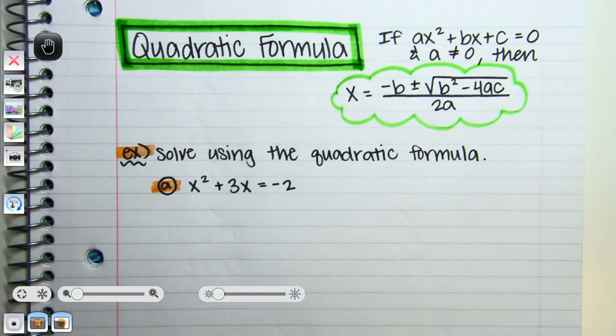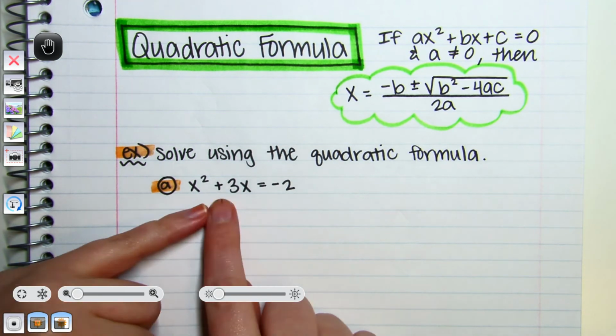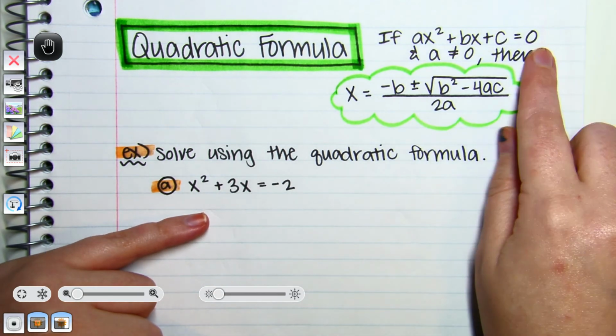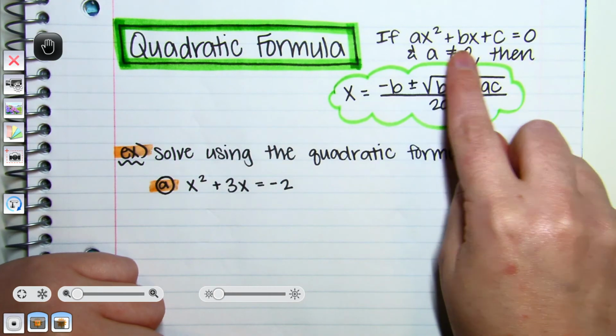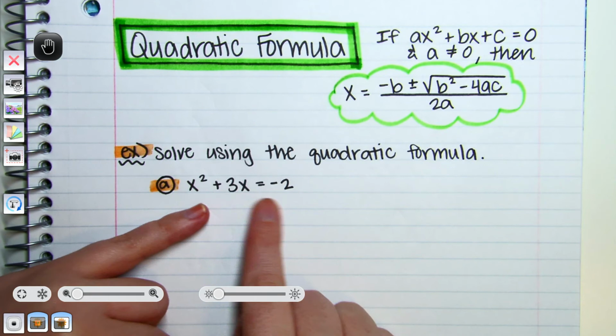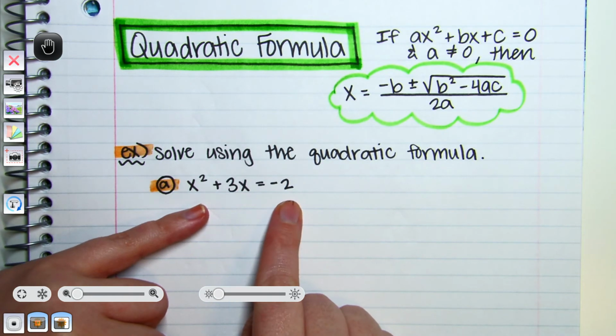So example 1, or example A, I guess I would say, we want to solve this using the quadratic formula. But if we look at this right now, it's not in the right form yet. Oh, I forgot to mention that, sorry. It needs to be ax squared plus bx plus c equals 0. So right now, example A is not in the correct form. What do I need to move?